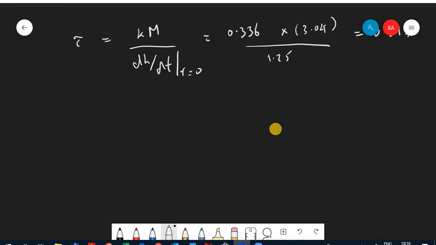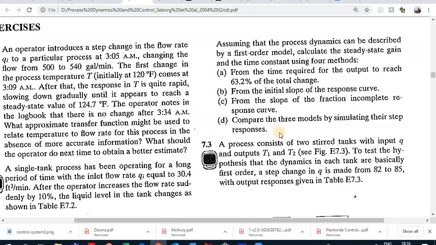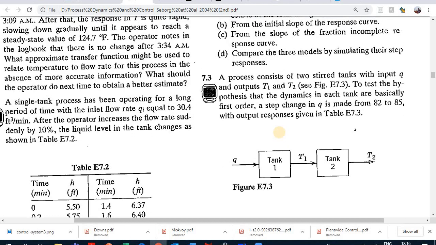Okay, great. So what if I want to solve 7.3 now? Let us have a look. 7.3 says that a process consists of two stirred tanks with input Q and output T1, and another tank 2 where T2 is affected by T1, to test the hypothesis that the dynamics in each tank are basically first order.